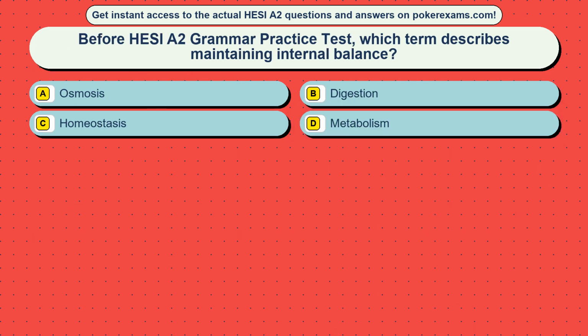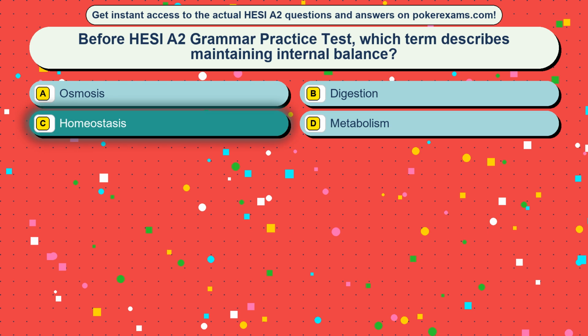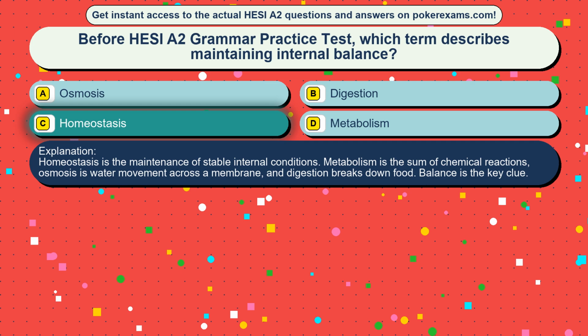Question 35. Before HESI A2 grammar practice test, which term describes maintaining internal balance? Option A, osmosis. Option B, digestion. Option C, homeostasis. Option D, metabolism. The correct answer is option C, homeostasis. Homeostasis is the maintenance of stable internal conditions. Metabolism is the sum of chemical reactions, osmosis is water movement across a membrane, and digestion breaks down food. Balance is the key clue.